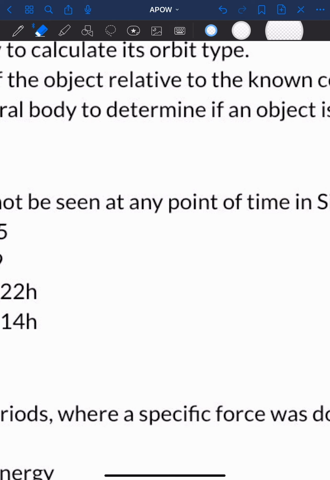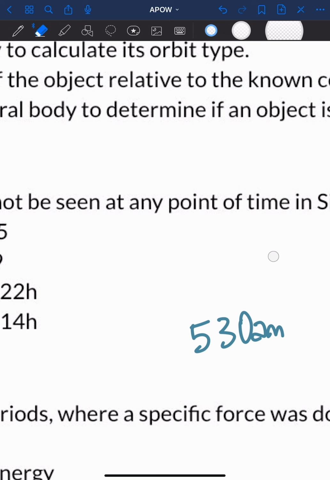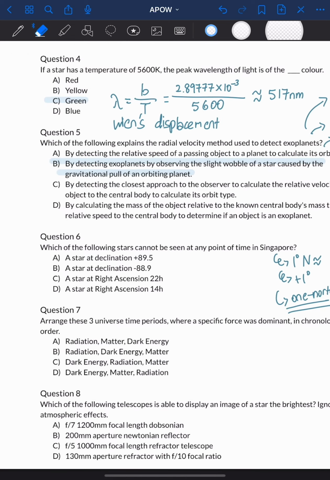That's also why our sun rises at about 6:30 a.m., when if you go to other countries, you realize that their sun rises at about 5:30 a.m. So that's why, because we're not meant to be. So yes, it's a fun fact, I guess.